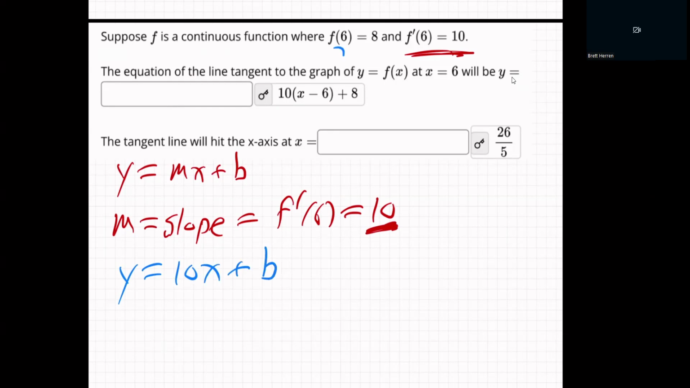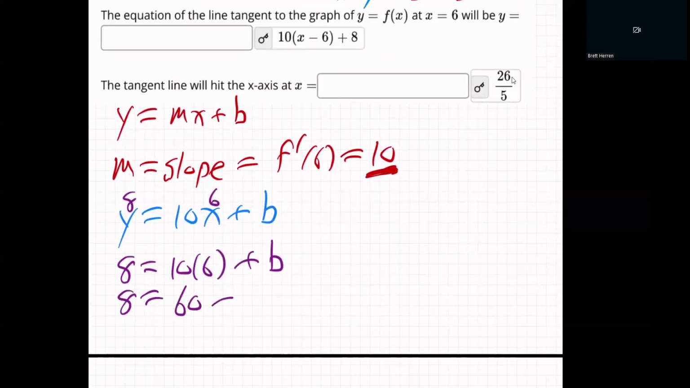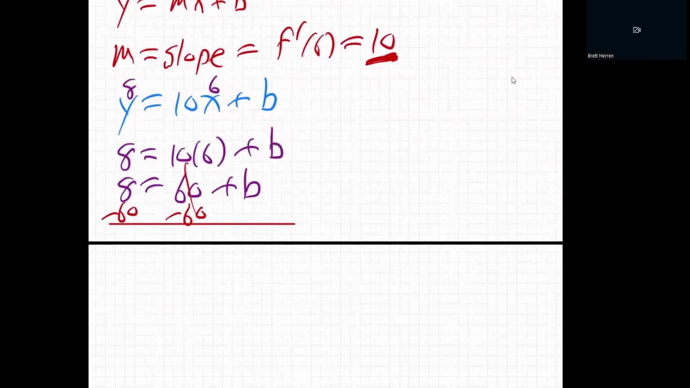Well, this is the x value and this is the y value, right? So plug in x is 6 and y is 8. So you get 8 equals 10 times 6 plus b. And so we get 8 equals 60 plus b. Subtract 60 from both sides. Boom. So b equals, what is that, minus 52.